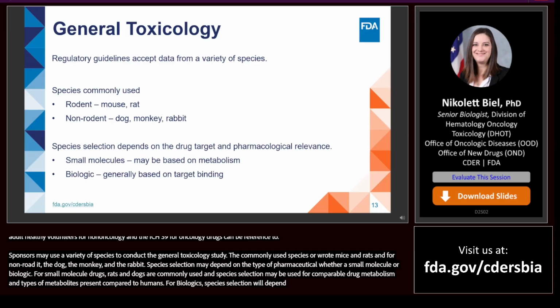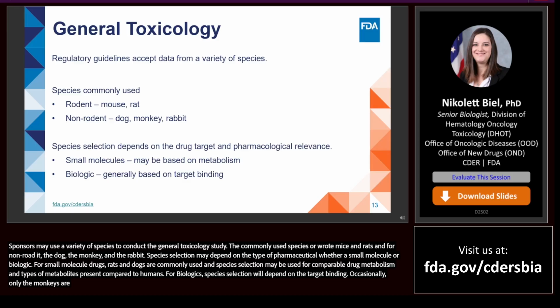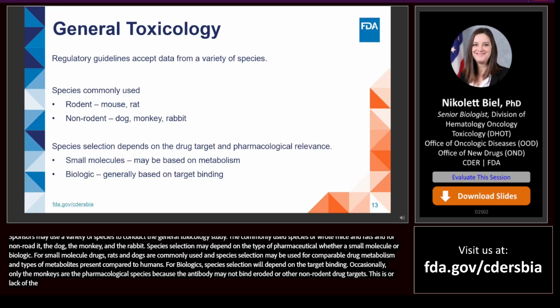Occasionally, only the monkey is a relevant pharmacological species because the antibody may not bind the rodent or other non-rodent drug targets. This is often due to minimal or lack of sequence homology of the drug target between human and rodent. In that case, toxicology studies are often conducted in the only pharmacologically relevant species.